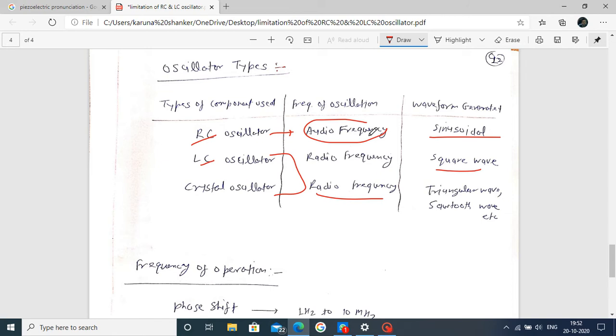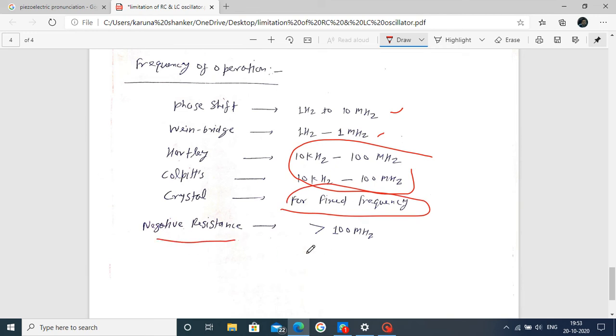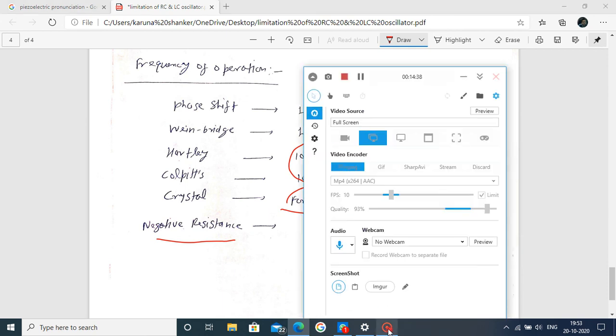The audio frequency ones are the phase shift oscillator and the Wien bridge oscillator. The Hartley and Colpitts are LC oscillators, producing a square wave. The crystal oscillator produces triangular and sawtooth waves. Phase shift oscillator is used for 1 Hz to 10 MHz. Wien bridge is used for 1 Hz to 1 MHz. Hartley and Colpitts are used for 10 kHz to 100 MHz. The crystal oscillator is used for fixed frequency, generally up to 5 MHz. The negative resistance oscillator is used above 100 MHz. These are the comparisons.